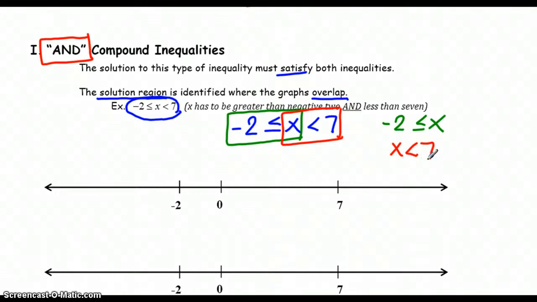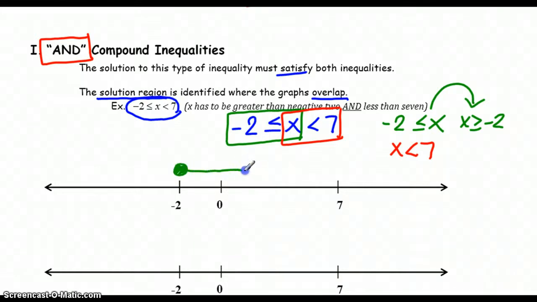Now that we've broken up our inequalities, we can graph them. So I'm going to start by graphing x is greater than or equal to -2. Remember, it's important to always rewrite your inequality with the variable first. So I want a shaded dot where -2 is, and we want to represent all values larger than -2. And if I graph my second inequality, we want to represent values that are less than 7.